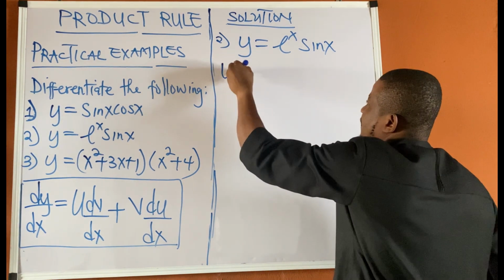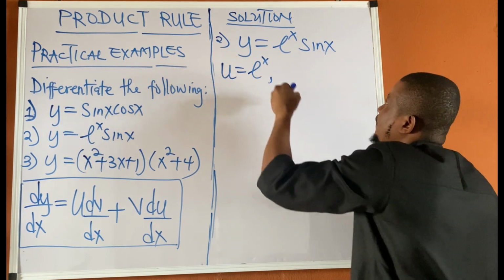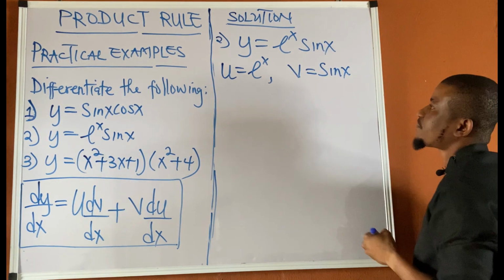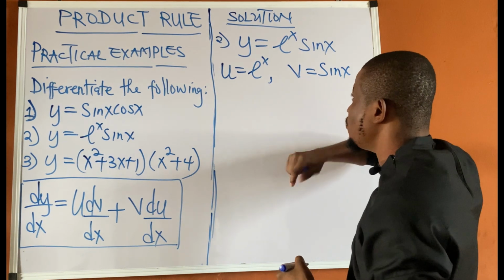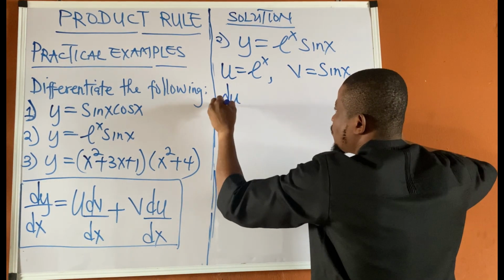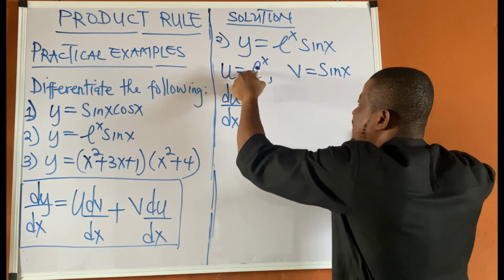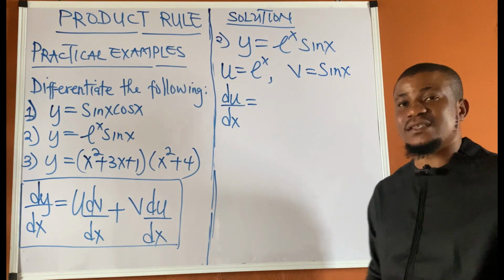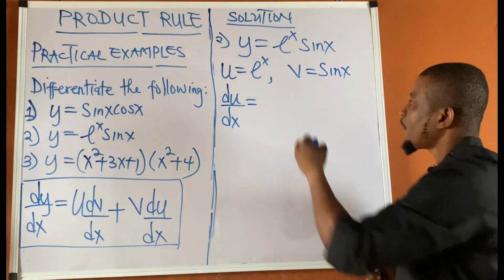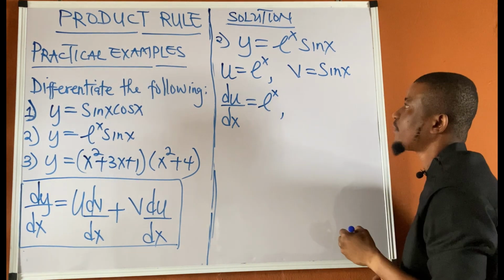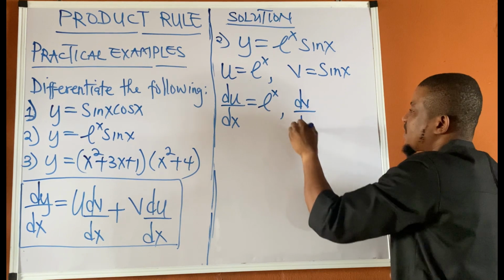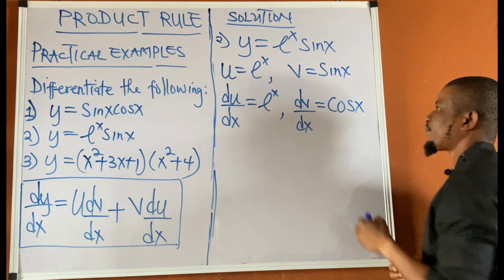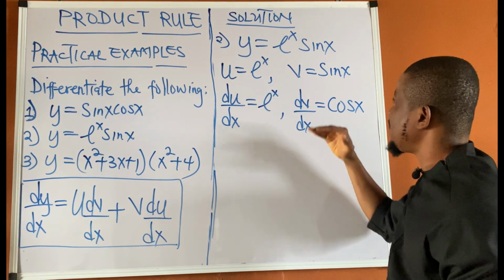So, our u is the first one, exponential x. And our v is the second function, sine x. The next step is to simply differentiate u with respect to x. If I differentiate exponential x, it is still exponential x. And then if I differentiate v with respect to x, if I differentiate sine x, it is cos x. I've gotten my du dx and dv dx.